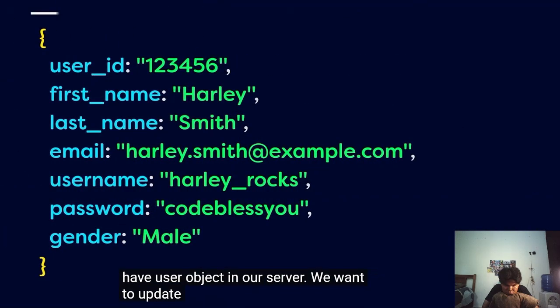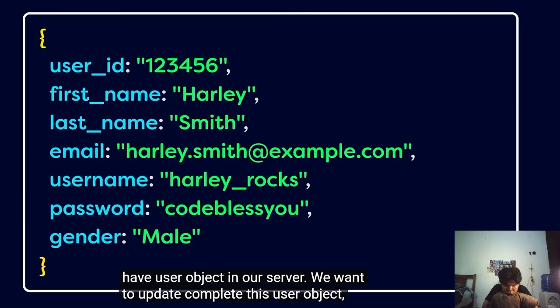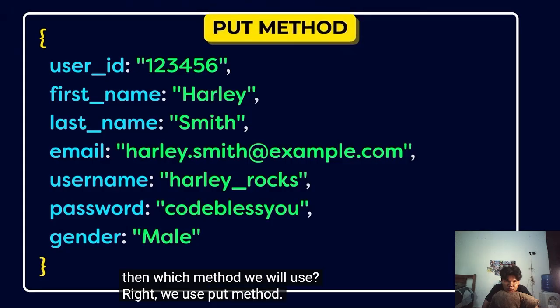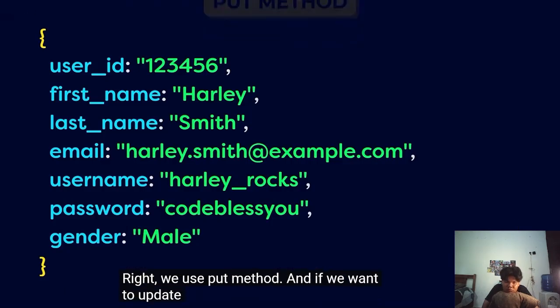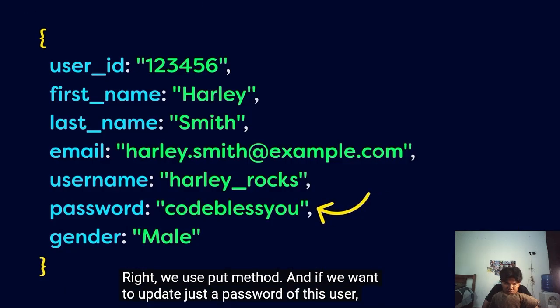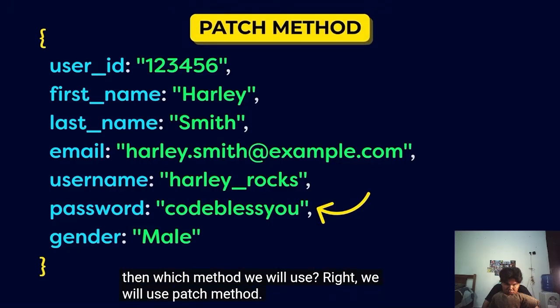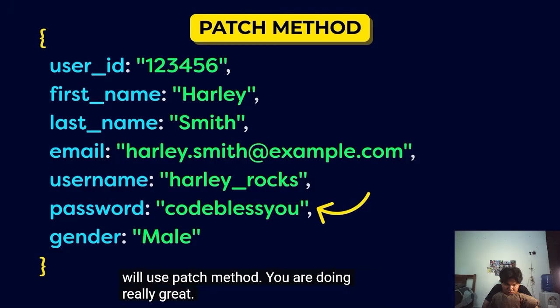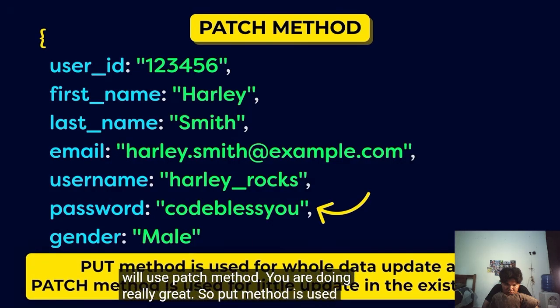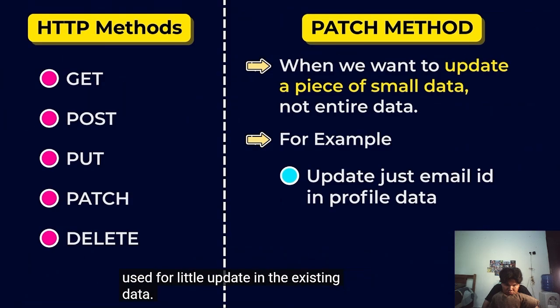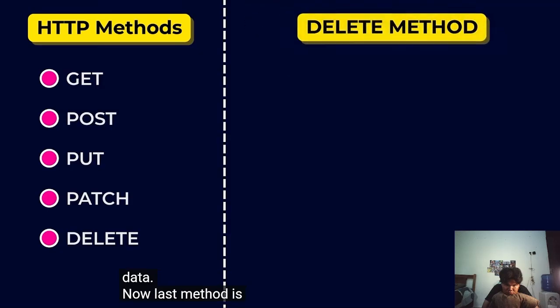We want to completely update this user object, then which method will we use? Right, we use the put method. And if we want to update just the password of this user, then which method will we use? Right, we will use the patch method. You are doing really great. So the put method is used for a whole data update and the patch method is used for a little update in the existing data.